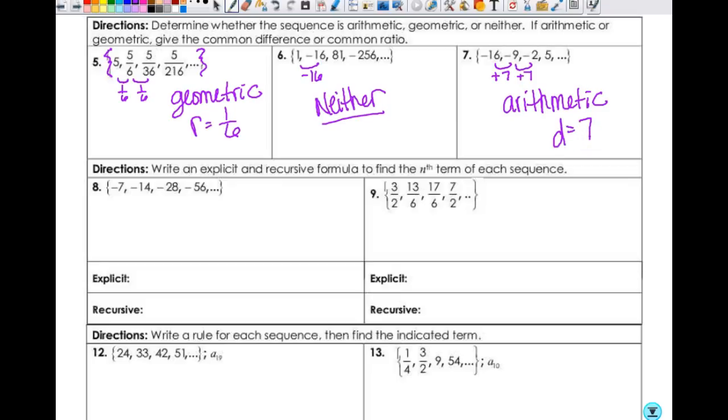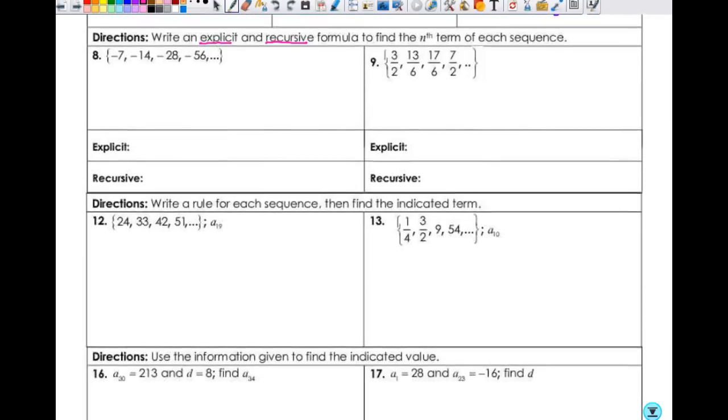Okay, so then it says write an explicit and recursive formula to find the nth term of each sequence. Well, wow, that was just a hot mess on that quiz too. Explicit versus recursive, okay? Some people say they couldn't remember which was which, but would get the explicit 100% right, and recursive, I don't know what was going on with that. So we'll start off figuring out what's going on first. It's telling me to do this, not asking me if it's either, so this is either arithmetic or geometric, right?